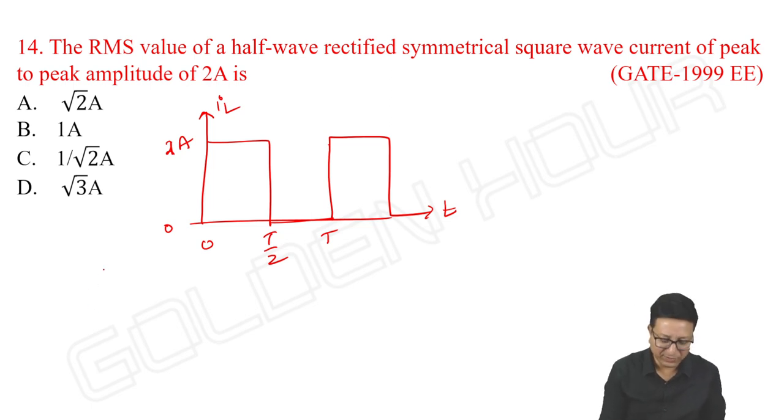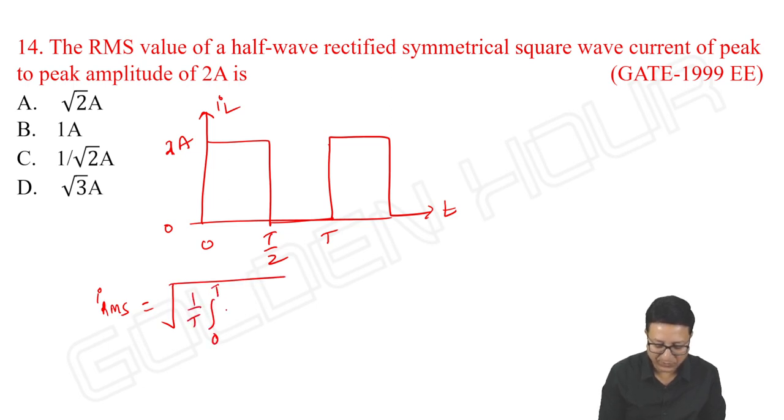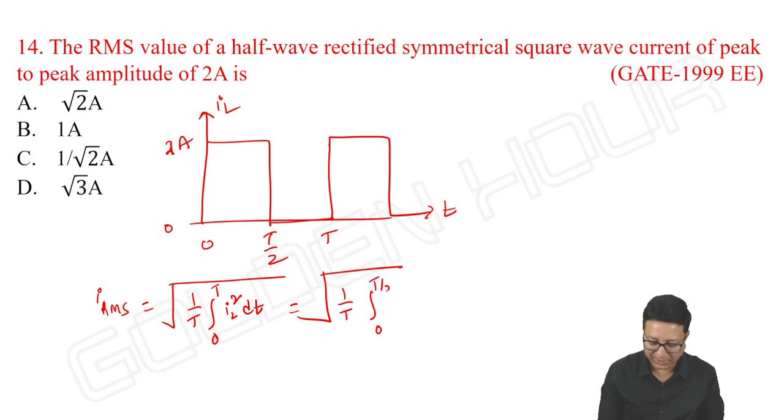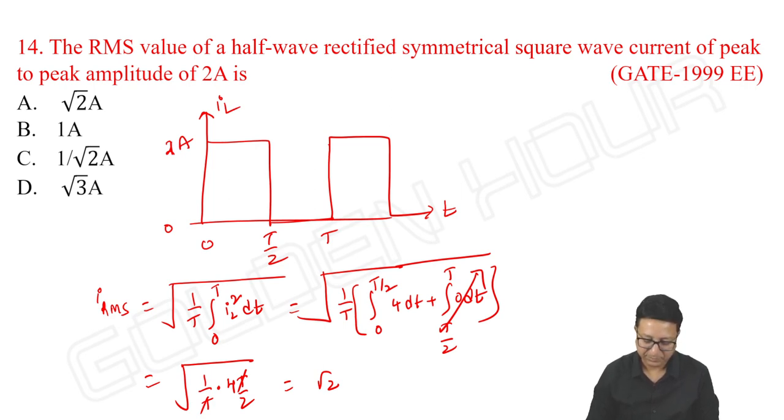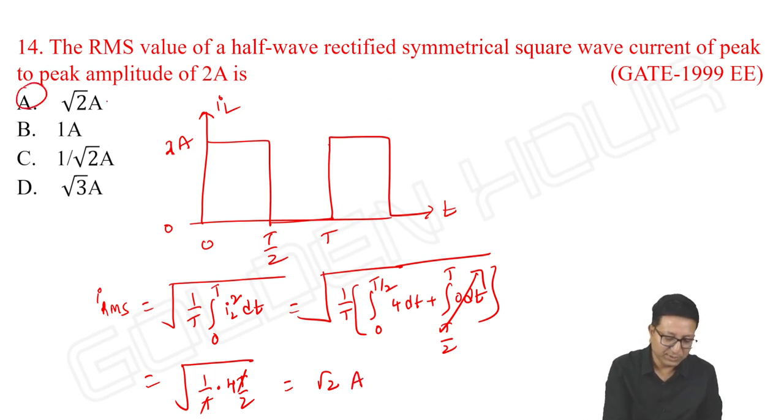Okay, let me do it otherwise. IRMS is equal to root mean square: 1 by T, from 0 to T by 2 its amplitude is 2, so I can write 2 square, 4 dt, plus from T by 2 to capital T it is 0. Anyway, this term we can eliminate. It is equal to square root of 1 by T into 4 into constant into T by 2. We can write 2 cancel, and it is equal to root 2. IRMS is equal to root 2 amperes. So option A is correct.